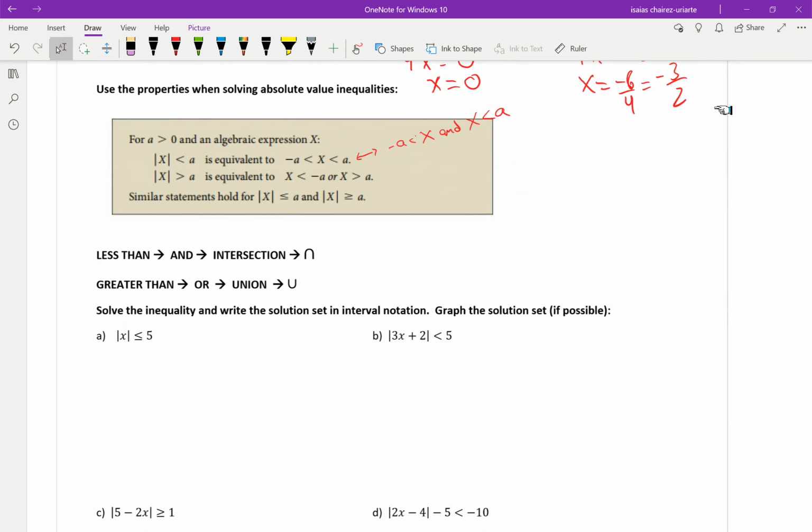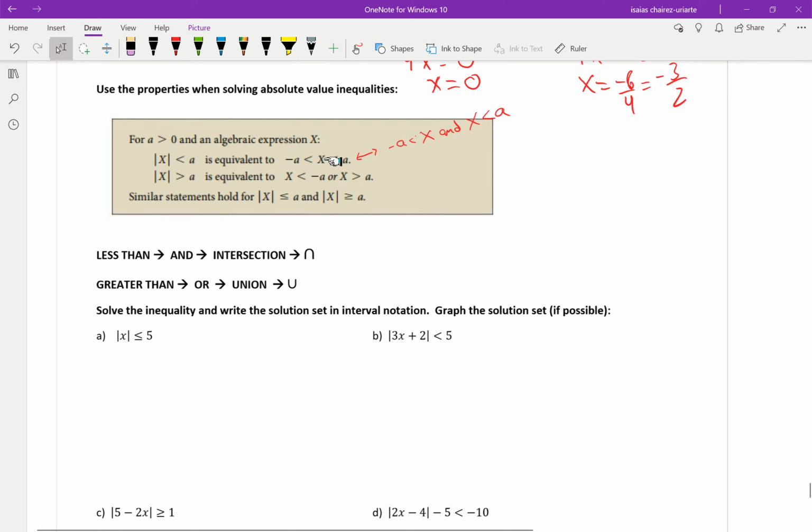Let's solve absolute value inequalities. Let's solve some absolute value inequalities. And the guidelines that we're going to use for these absolute value inequalities are the following. If you have the absolute value of x less than whatever a is, let's just assume that a is positive, then that's equivalent to saying the following inequalities, that x is less than a and x is bigger than negative a.